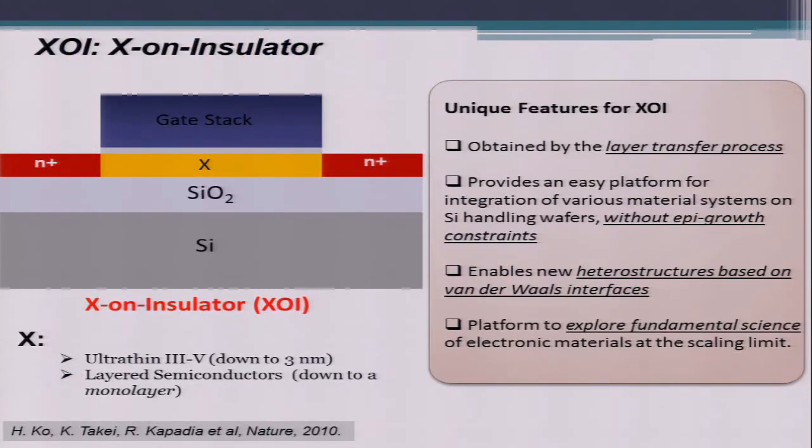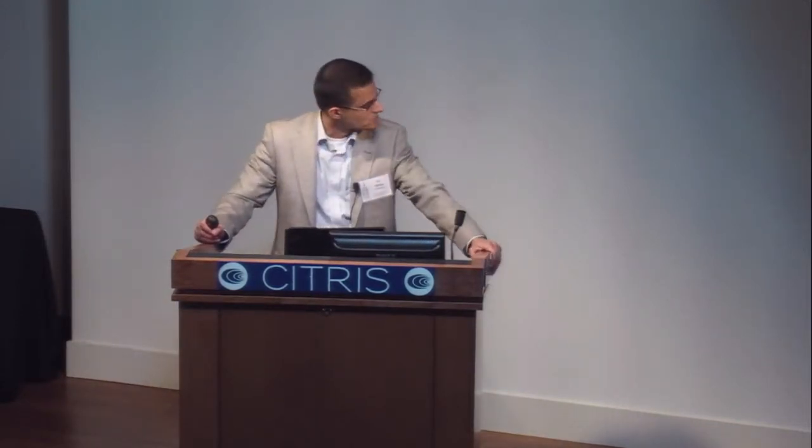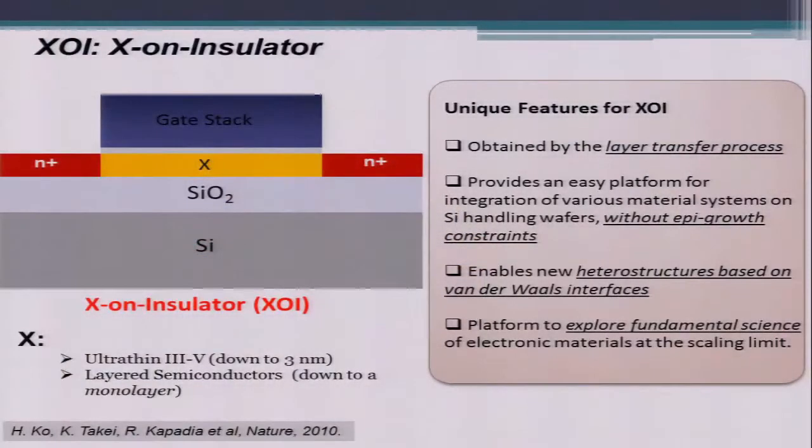So the work that we have done at Berkeley, we have mostly focused on using these membranes that are 2-dimensional, very thin, down to a monolayer, for different device structures. And the platform that we have, we call it X on insulator, and X stands for the semiconductor of your choice. It could be a III-V semiconductor, or it could be a chalcogenide. In the case of III-Vs, we have been able to do the scaling down to 3 nanometer thickness. So you have a single crystalline, for example, indium arsenide that is only 3 nanometers thick.